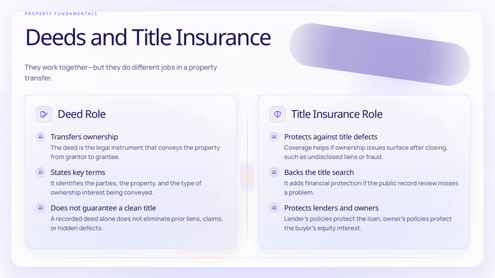That's where title insurance comes in. Title insurance protects against these potential title defects. It offers coverage in case ownership issues arise after closing, such as undisclosed liens or fraud. Essentially, it backs the title search by providing financial protection if something was missed in the public records review. Title insurance protects both lenders and owners. The lender's policy safeguards a loan, while the owner's policy protects the buyer's equity in the property.